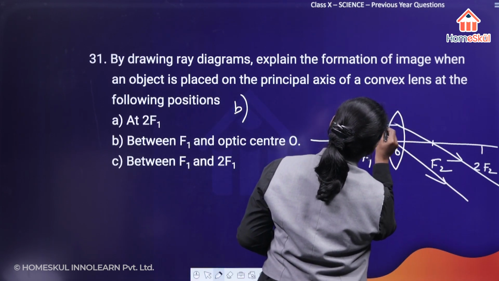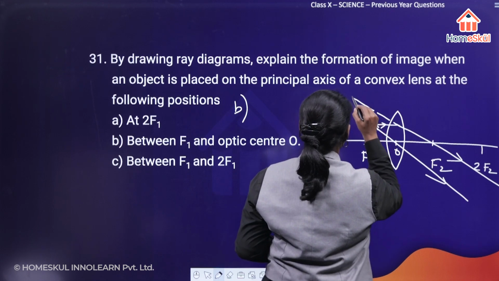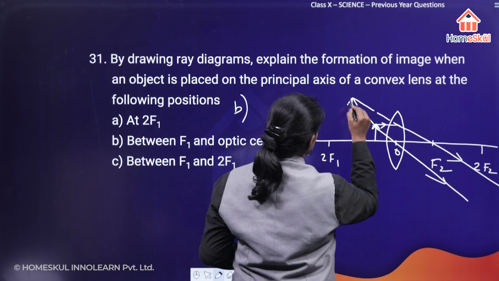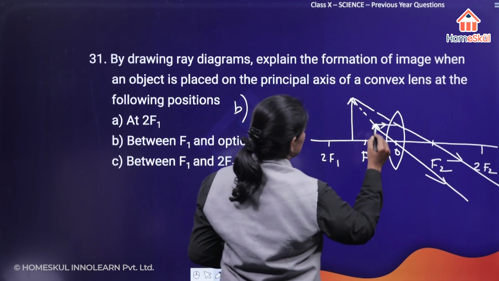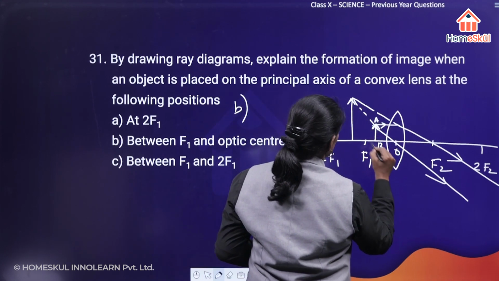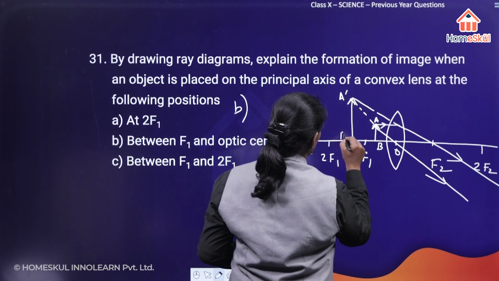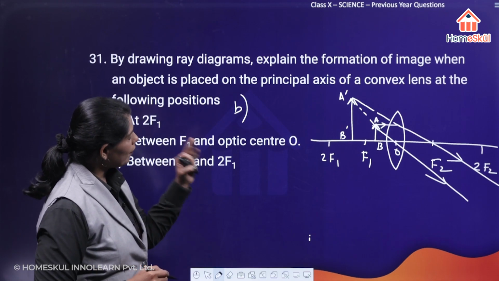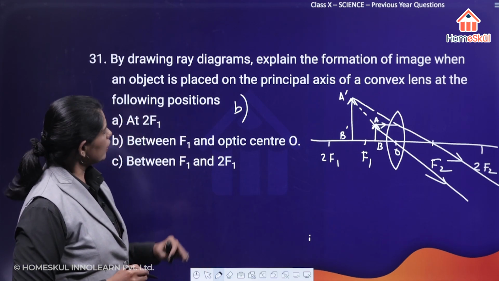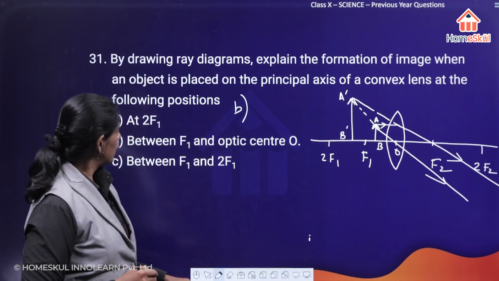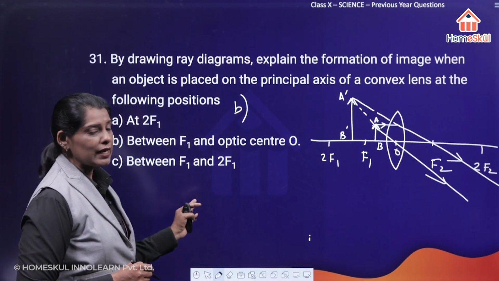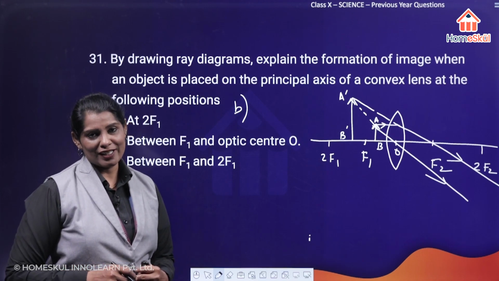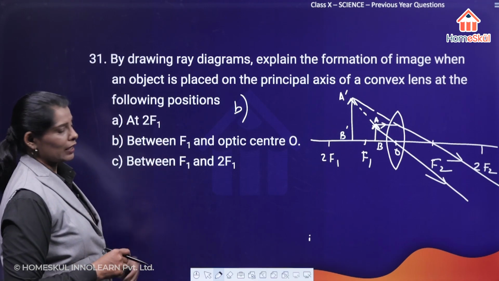And when you extend these two rays, you can see that it meets at this position, that is on the same side as that of the object, wherein we get the image that is magnified, okay, and virtual and erect image. So when the object is kept between optic center and f1, the image is formed on the same side as that of the object, and it will be virtual and erect image. So that is our second case.